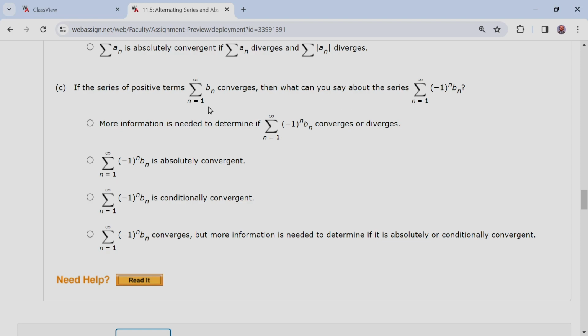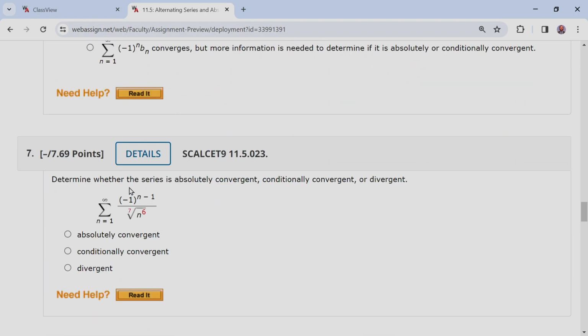What can we say if the series of positive terms converges? Well, if the positive terms converge, then the alternating series must converge. The alternating series has an easier time converging, because the positive terms, as you add them up, are just getting bigger and bigger. And if that doesn't go to infinity, then when you add and subtract every other term, there's no way that goes to infinity. So we would get absolutely convergent as a result.